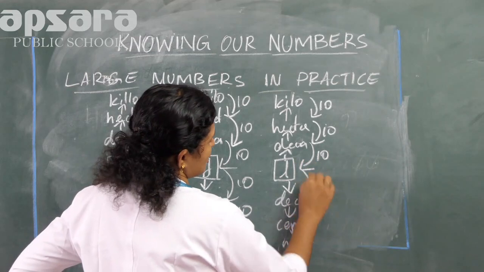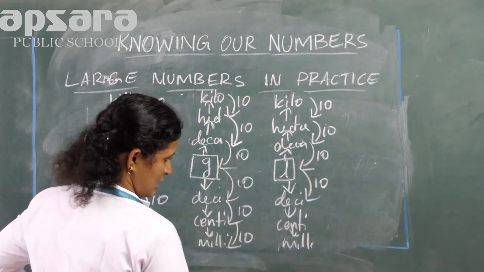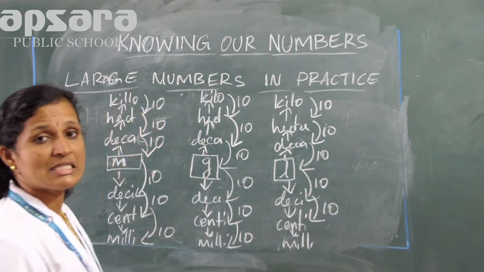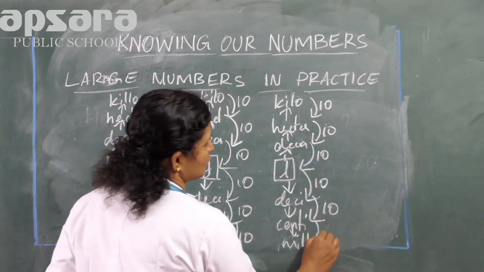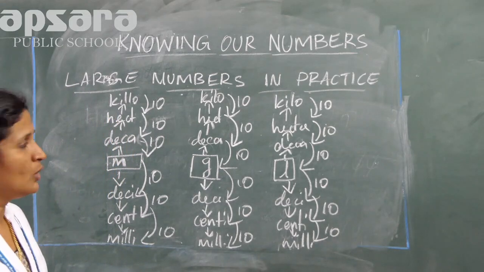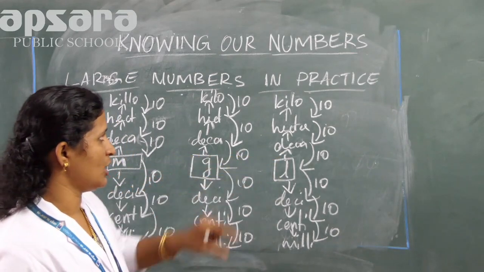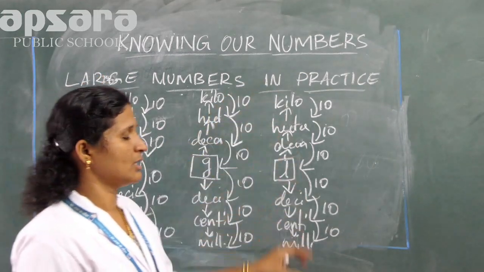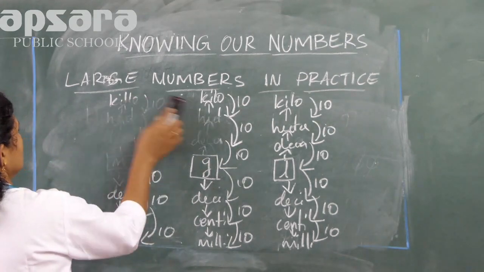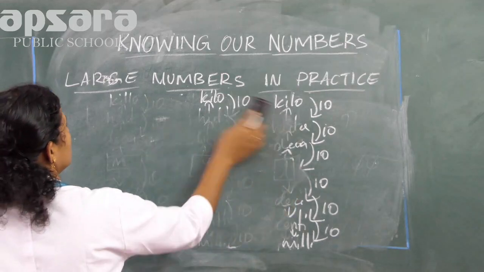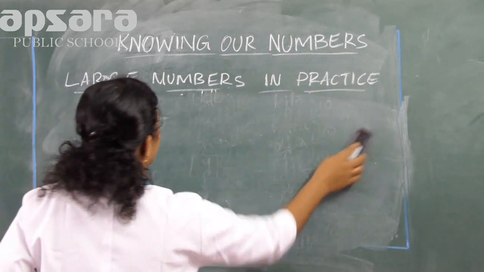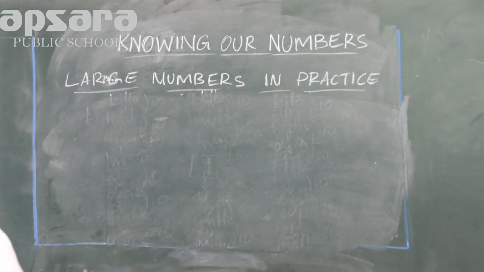The next, 1 liter is equal to 10 deciliter, 1 liter is equal to 10 into 10, 100 centiliter, 1 liter is equal to 10 into 10 into 10, 1000 milliliter. Okay, so meter, gram and liter are the basic units and these are the upper scales and the lower scales. Now let us find out, 1 kilometer is equal to how many millimeters?